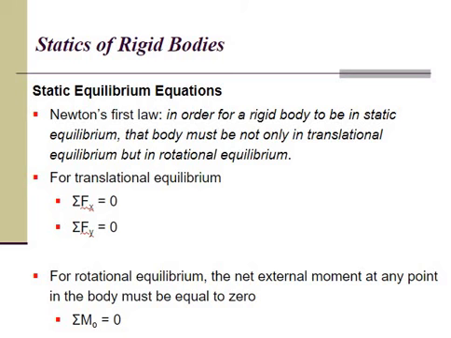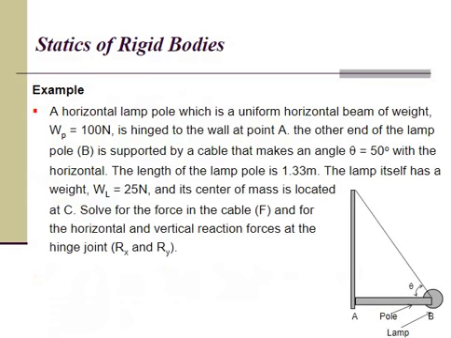Now for rotational equilibrium, the net external moment at any point in the body must be equal to 0. Otherwise, the body will rotate. Therefore, sigma moment at any point should be equal to 0. Let's see an example here to understand the concept of statics.